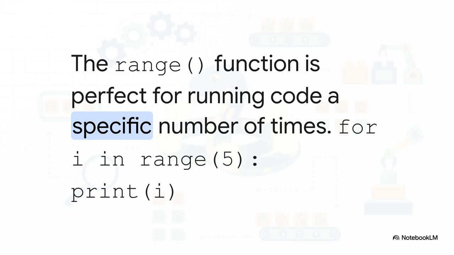Now, this one, you're going to see this everywhere. This is probably the most common way to use a for loop. What if you just want to do something a specific number of times, like, say, 5 times? Use the range function. range(5) just creates a sequence for you on the fly, from 0 up to 4. It's perfect for when you just need to repeat an action.